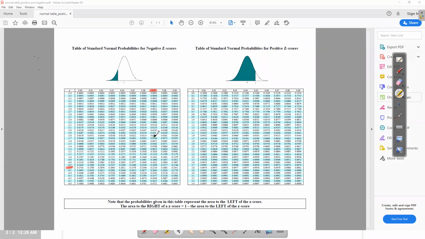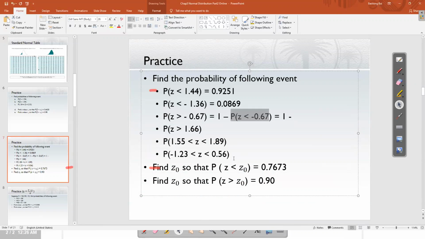The corresponding probability will be 0.2514. So this will be 0.2514. And then you do the math. 1 subtract 0.2514 will be 0.7486.